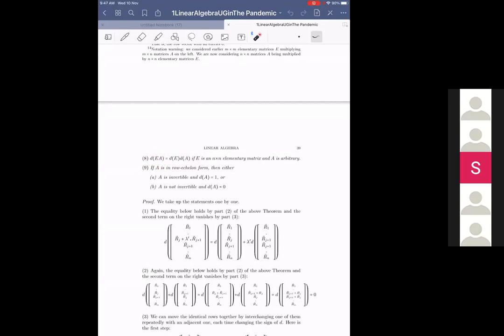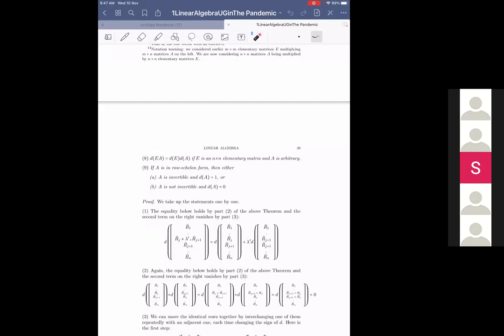For example, E is an elementary matrix of the second kind. EA is got from A by multiplying one particular row by a scalar C. And we already proved that if that happens, D of that new matrix is that scalar times the D of the old matrix. But D of that corresponding E is just C, that scalar itself. So you just go back and forth between sort of English and mathematics.